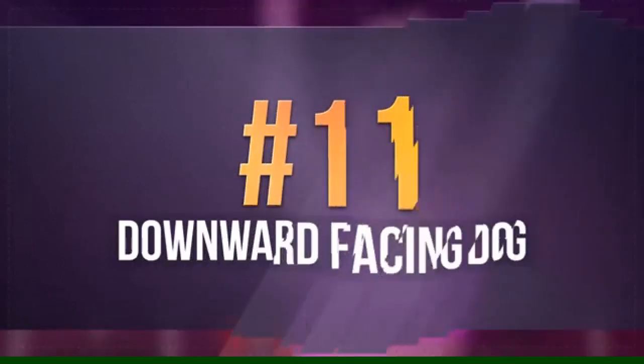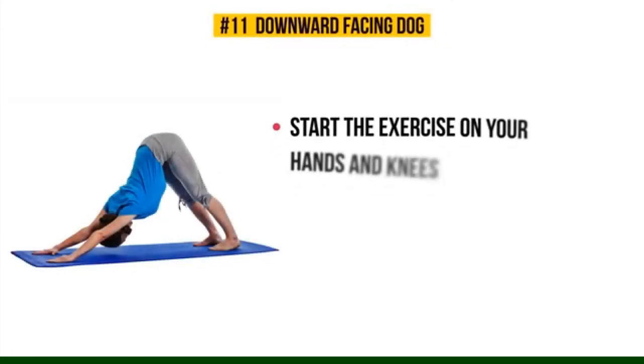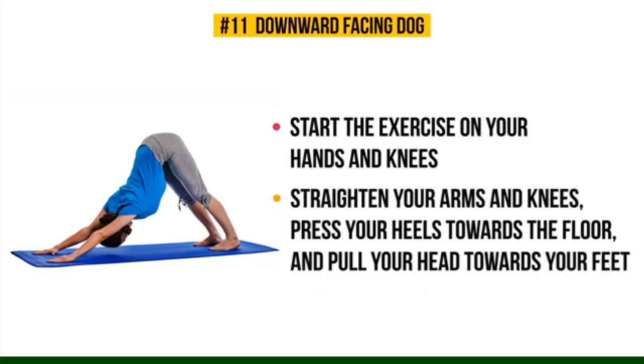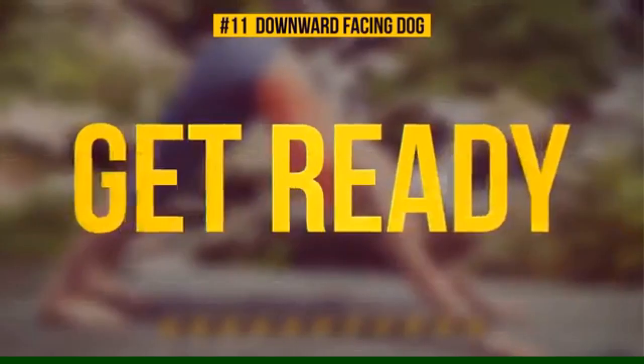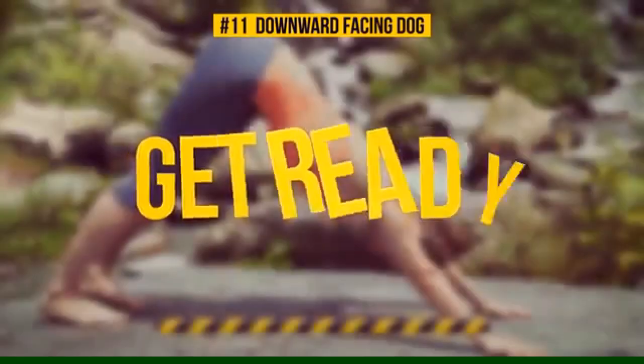Exercise number 11, downward facing dog. Start the exercise on your hands and knees. As you exhale, straighten your arms and knees, press your heels towards the floor, and pull your head towards your feet. How many seconds are we gonna hold this position? You got it. 30. Off you go.